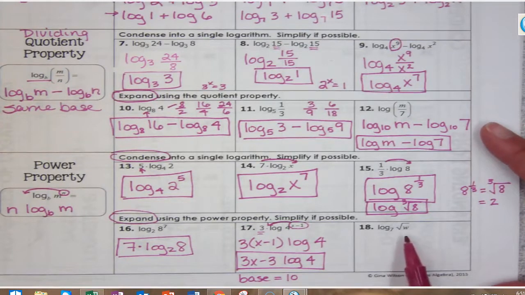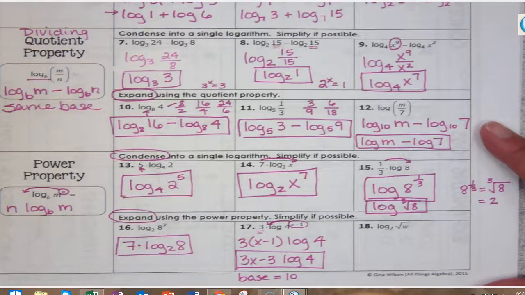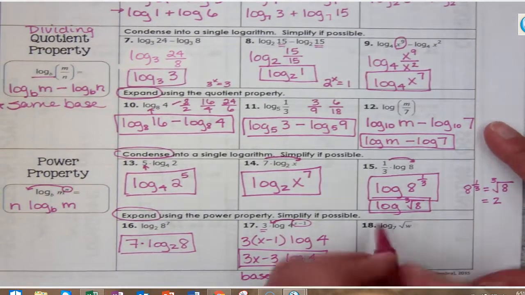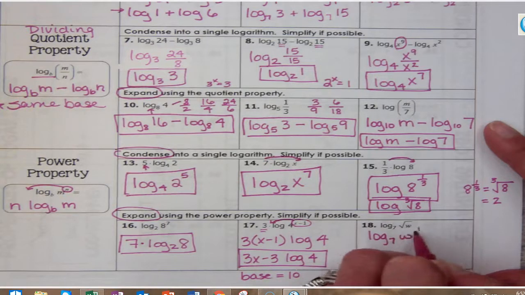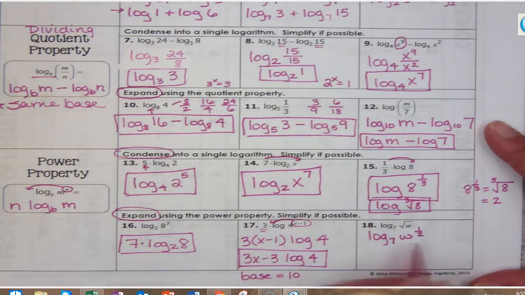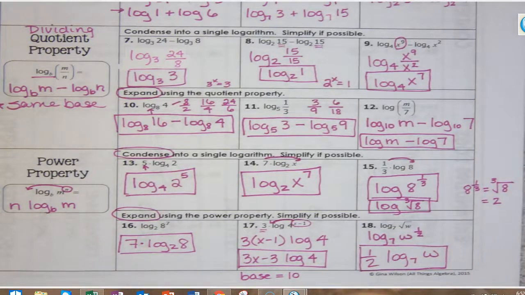And this last one doesn't look like it would be an exponent, but the radical is. We've got log base 7 of w to the 1/2 power. Now we've got to move that 1/2 to the front: 1/2 log base 7 of w. Okay, again, do a couple of your homework problems.